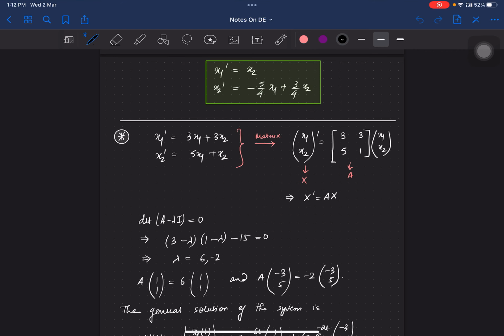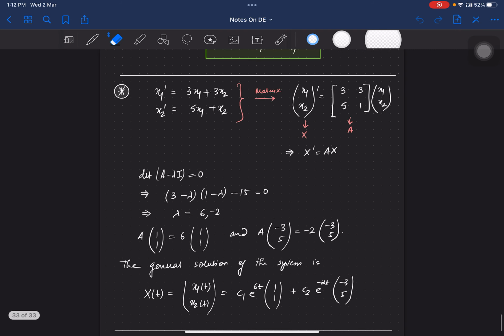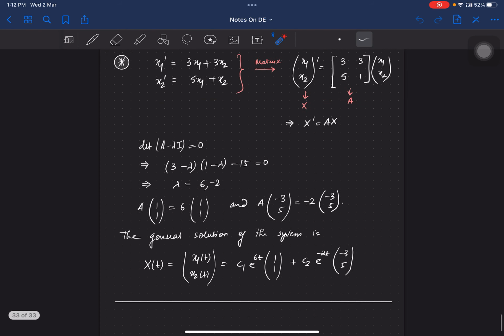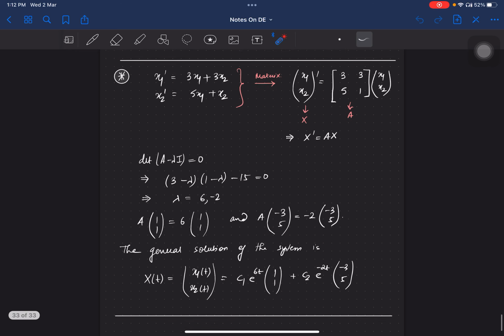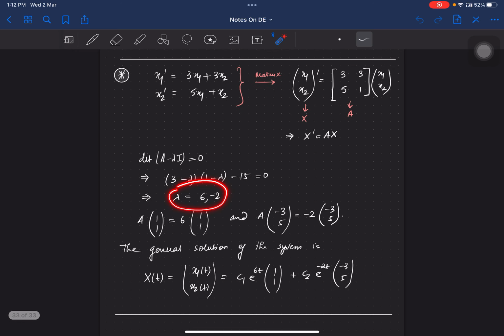So hello everyone, in the last video we saw how to solve a system of first order differential equations by using the matrix method, right? So this was the last problem we encountered, but in this problem both of the eigenvalues were real and distinct. So in this video we'll see how to solve if the eigenvalues are complex conjugates of each other or they have repeated eigenvalues. So we'll show with two examples.